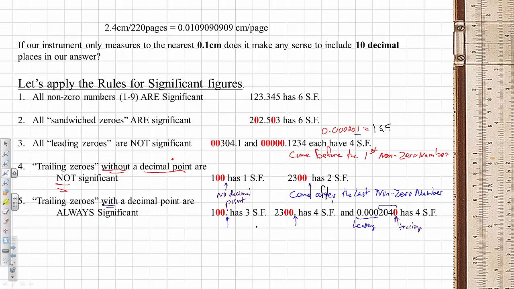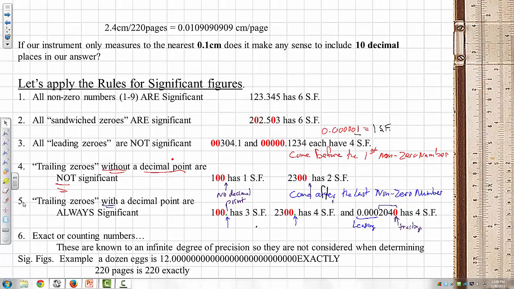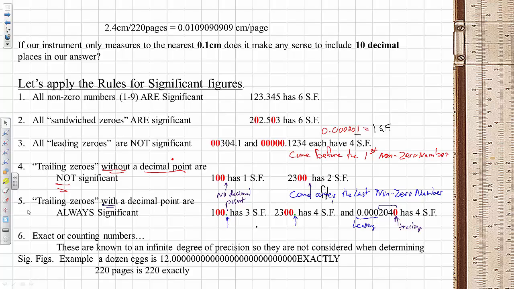First rule deals with non-zero numbers. The next three, the three types of zeros. The last rule here talks about what we call counting numbers or exact numbers. Kind of a little bit of a different concept here. Counting numbers are known to what we would refer to as an infinite degree of precision. They're really not measured, they're just counted.